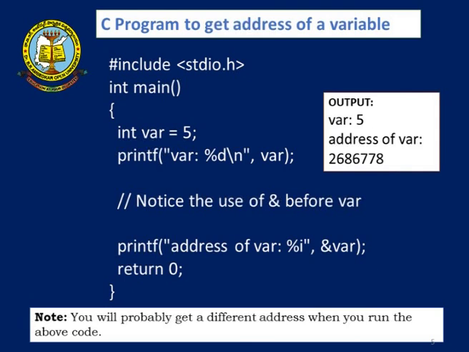For that we use the address-of operator. See this statement, address of the variable is, you can use %i. Generally we use the %i format specifier to print an address. If you observe this part, address of VAR, where VAR is a variable name, I want to get the address of the variable VAR. For that we need to write the address operator before the variable name.